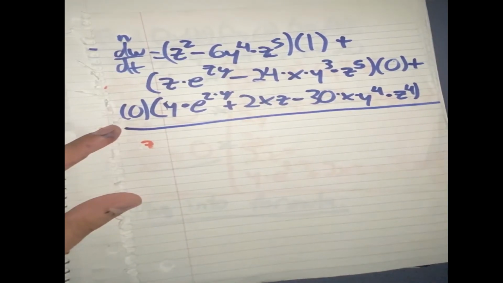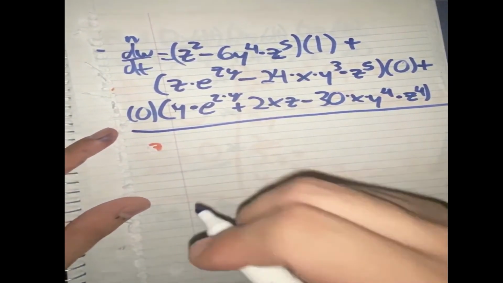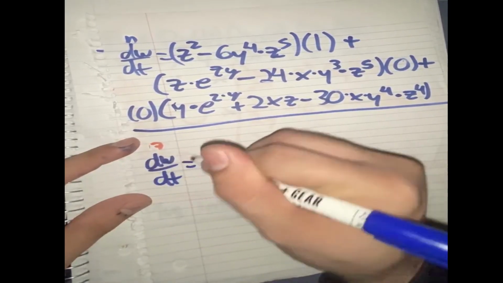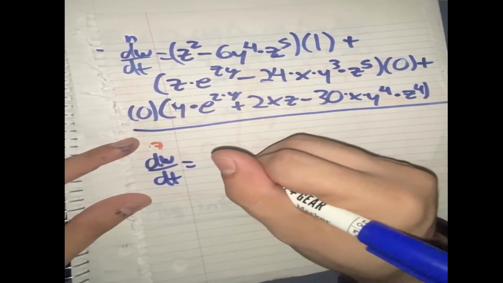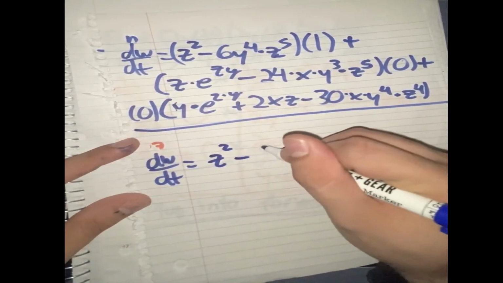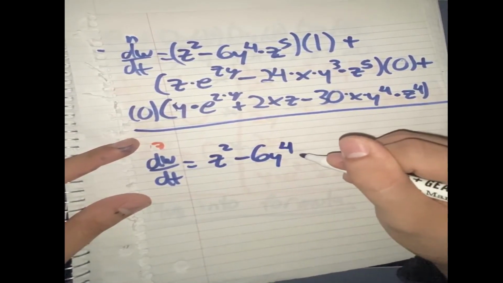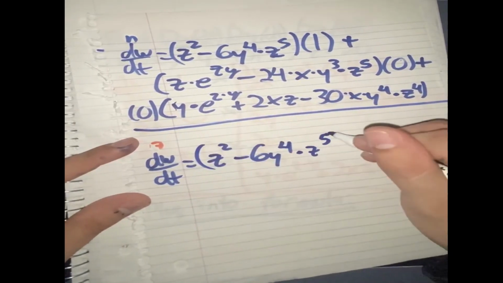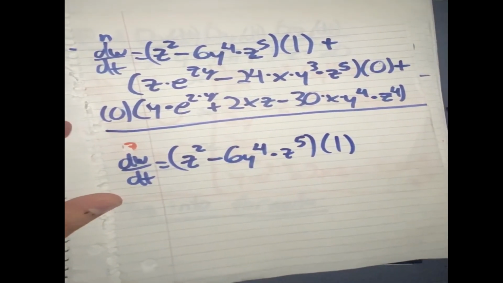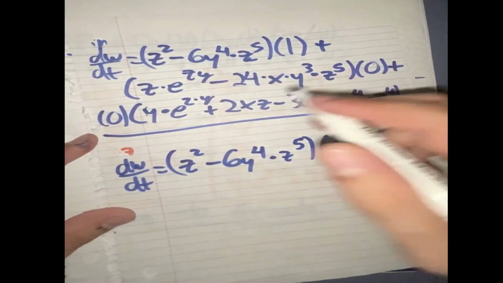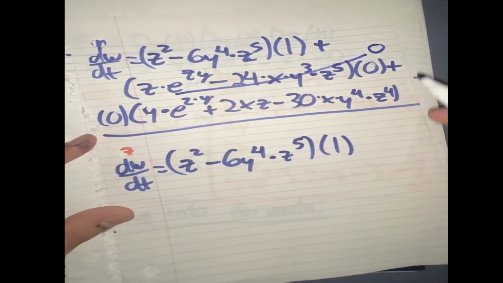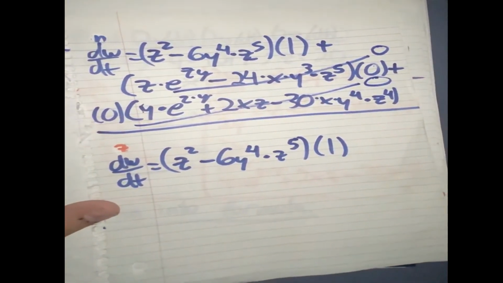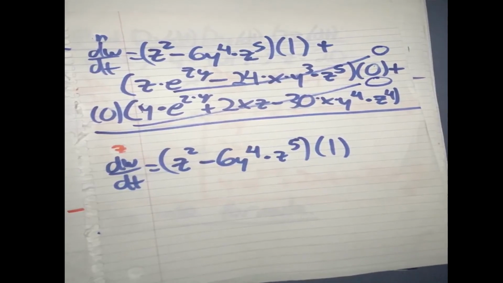I'll draw a line right here. So now the next step is I'm going to simplify this. So dw over dt, we're going to go ahead and simplify this, so we get z squared minus 6y to the 4th times z to the 5th times 1. And it actually turns out this times 0 all goes to 0. So all this goes to 0. All this times 0 all goes to 0. So that makes our job a whole lot easier.